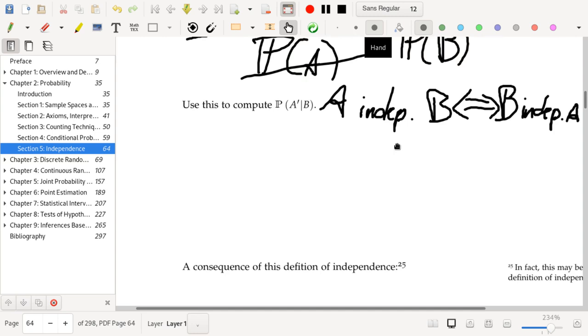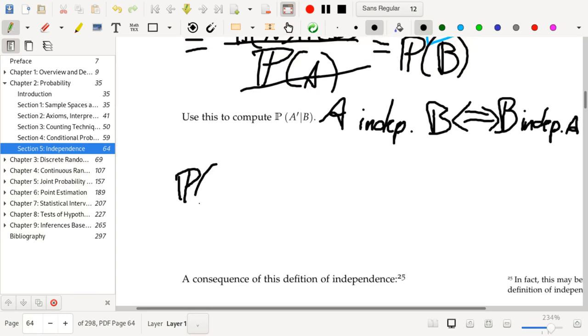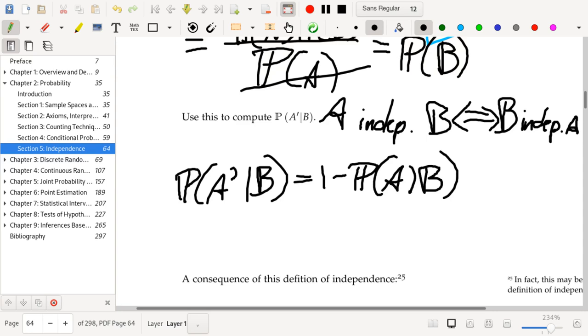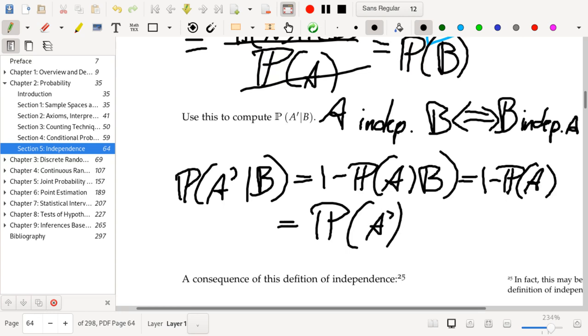All right, it would seem to be the case that if A is independent of B, and so heuristically, that knowing whether B happened gives you no information about whether A happened, it should also be true for the complement of A. So knowing that B happened should not tell you whether A didn't happen either. So this does in fact turn out to be the case, because we compute the probability of A complement given B. We know from the previous section, this is 1 minus the probability of A given B, and the probability of A given B is going to be the probability of A, so this is 1 minus the probability of A, which we know from section 2 is equal to the probability of A complement. So that means that the complement of A is also independent of B.